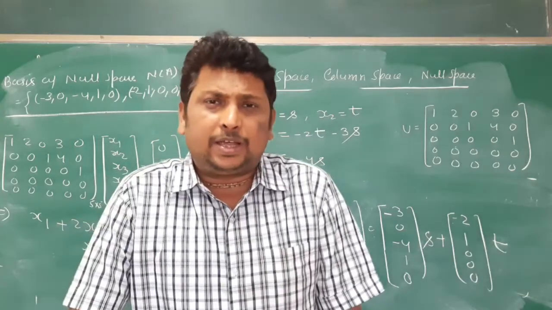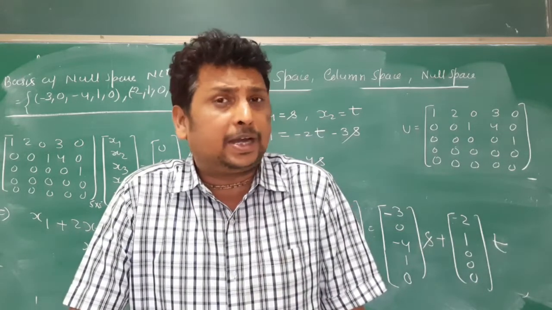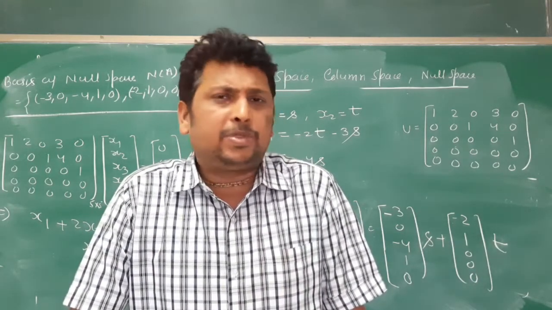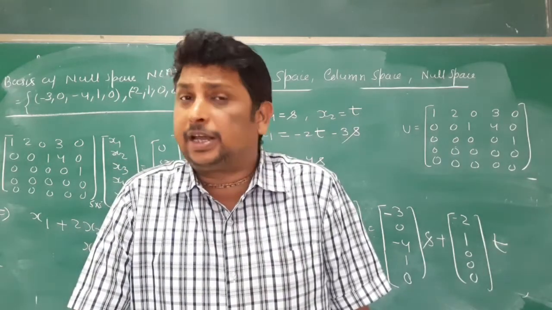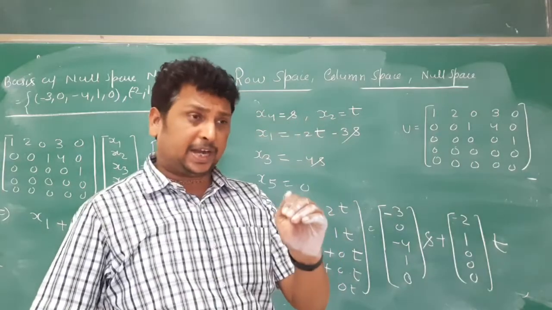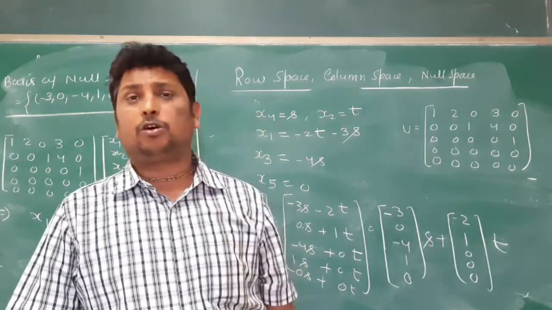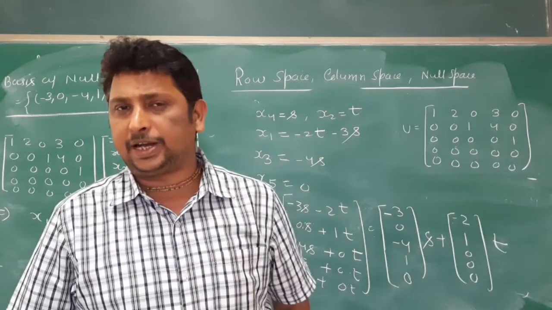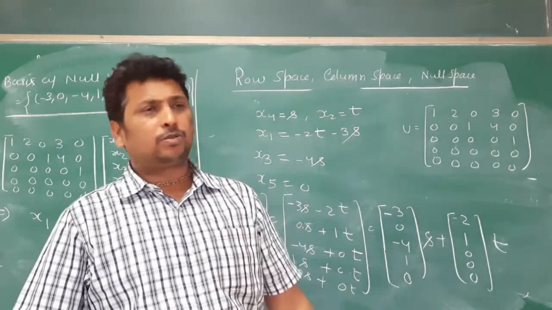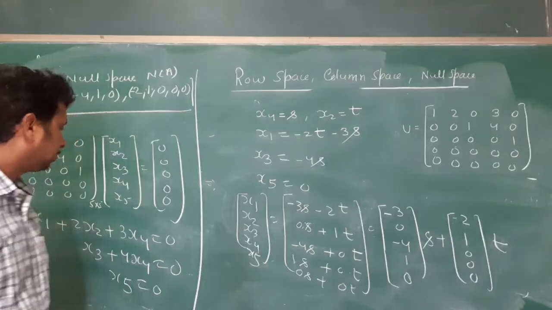Now you can verify. What is the order of the matrix? 5. What is the dimension of row space? 3. So the rank-nullity theorem applies here. It means the rank of the matrix plus the dimension of the null space is equal to the order of the matrix. What is the order? 5. So easily you can write it.